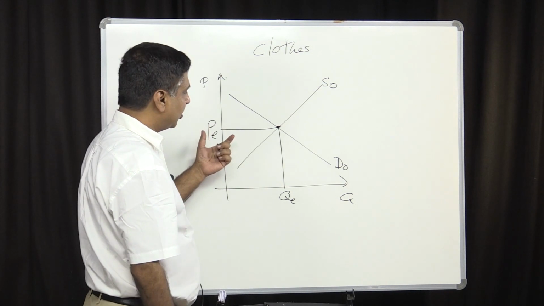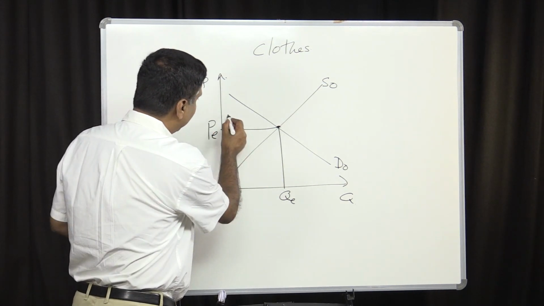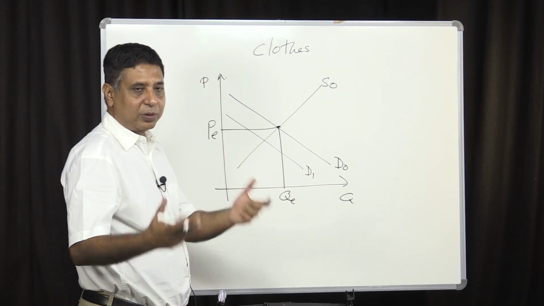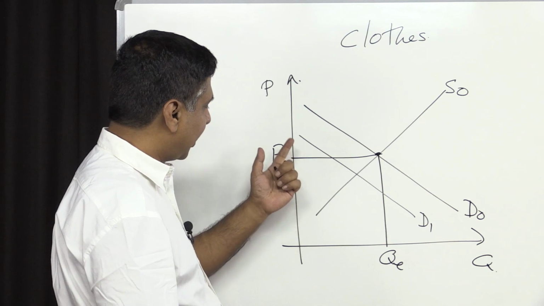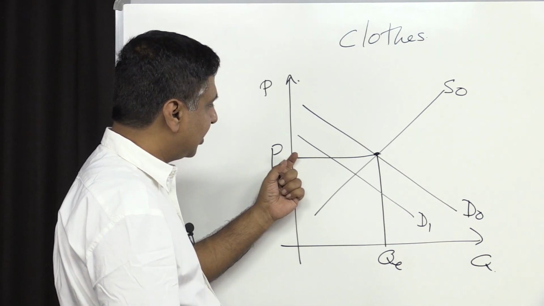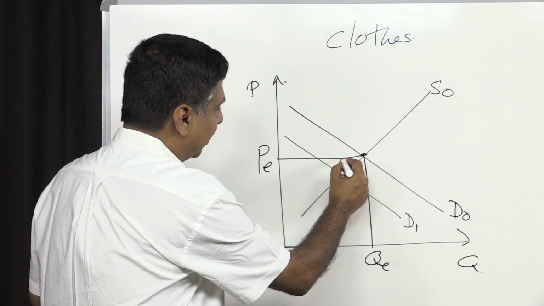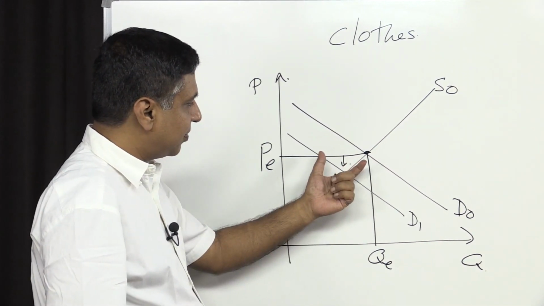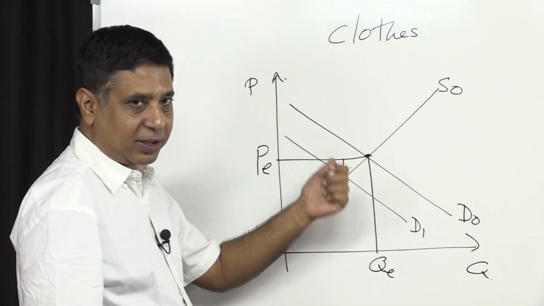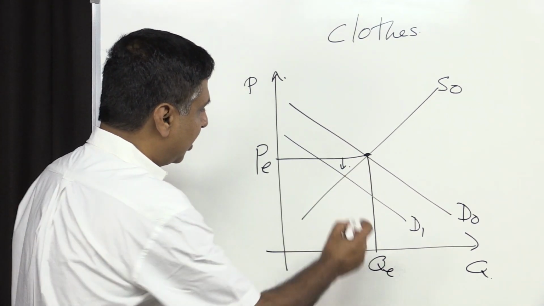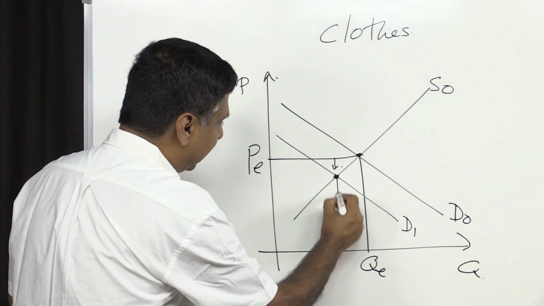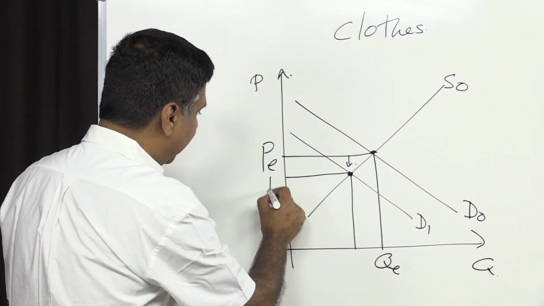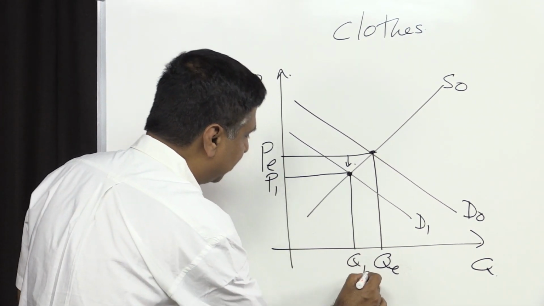Now with a poor monsoon, what you would expect is that the demand for clothes would come down because farmers have lower incomes. The result is at the original price PE, now there is a surplus. And a surplus means that there will be a downward pressure on prices. So the new equilibrium will be at a lower price and at a lower quantity, P1 and Q1.